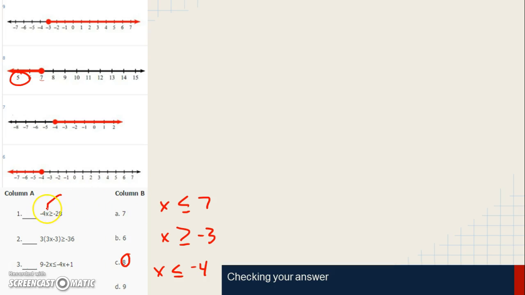So I'm going to put it in for x right here, and I'm going to see if this number is greater than or equal to negative 28. So negative 4 times 5 is a negative 20. And is negative 20 greater than or equal to negative 28? Yes, it is, because if I owe somebody $20, I'm a richer person than if I owed somebody $28. So that is correct. This is just how you check your answer.